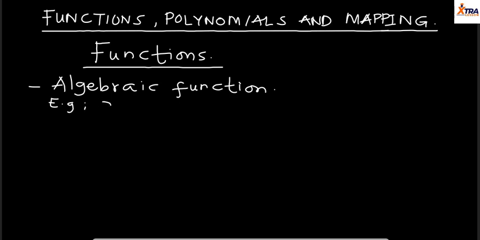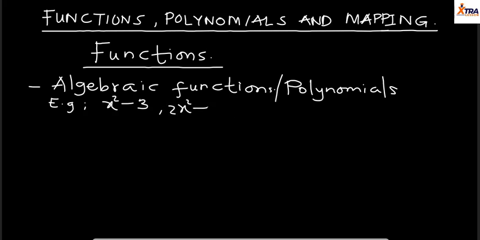You can have something like x squared minus 3. I told you they are also known as polynomials. You can have something like this: x squared minus 5, plus 7. These are examples of algebraic functions.